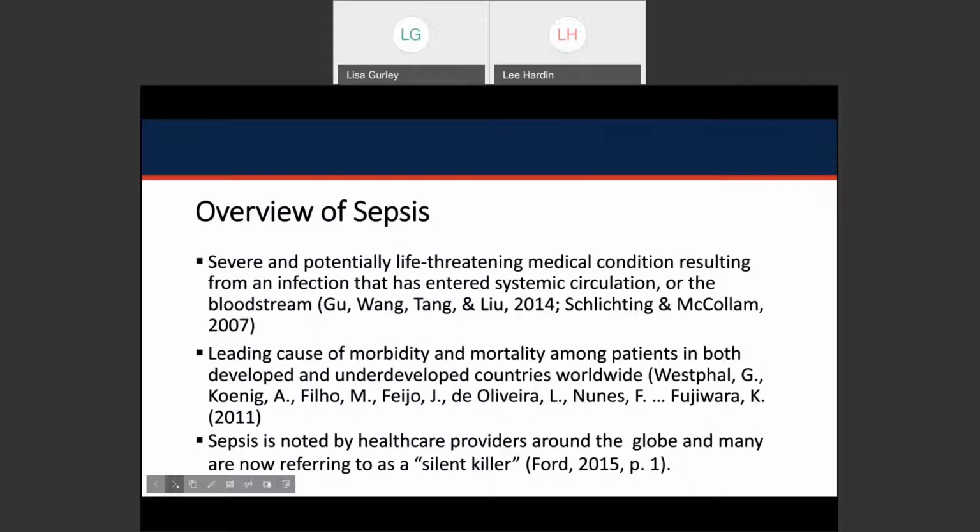Healthcare providers around the globe have taken notice of the problem that many are now referring to as the silent killer. It is referred to as a silent killer because many of the symptoms that manifest as a result of sepsis can be confused with or related to other medical conditions.